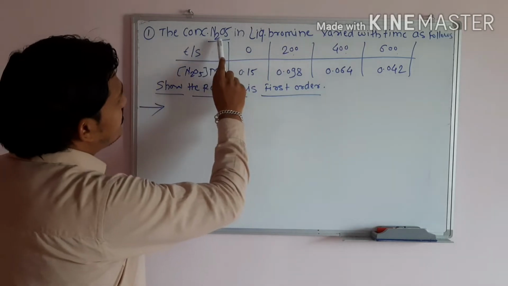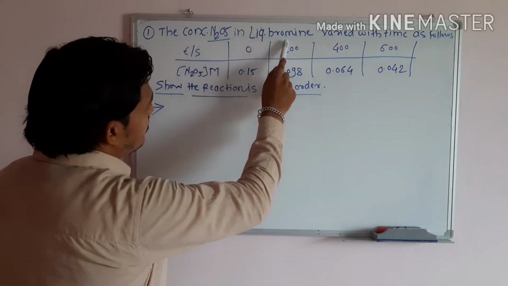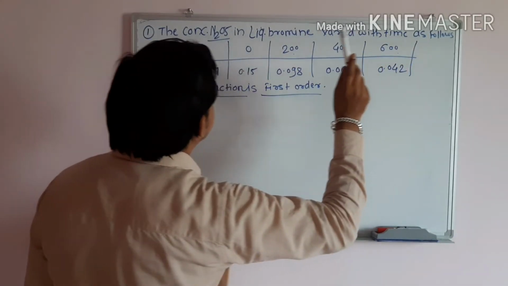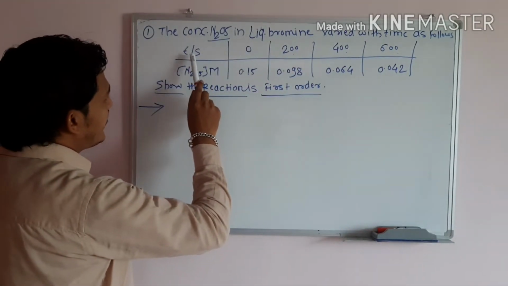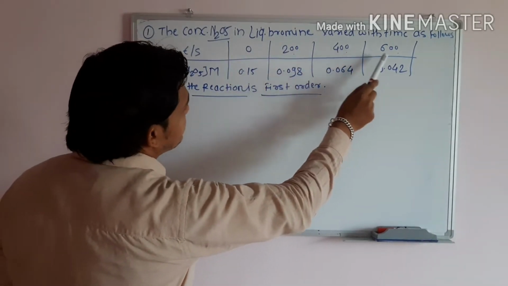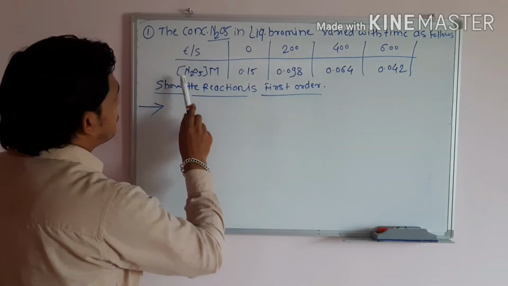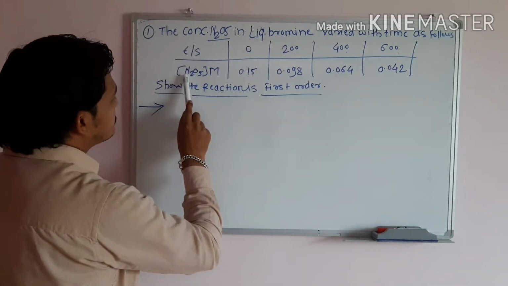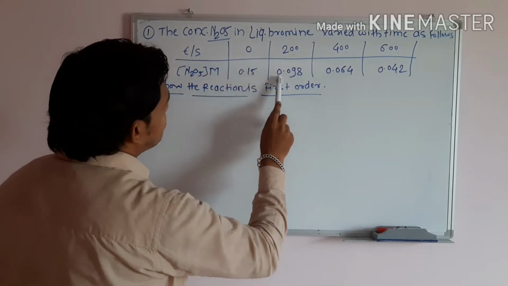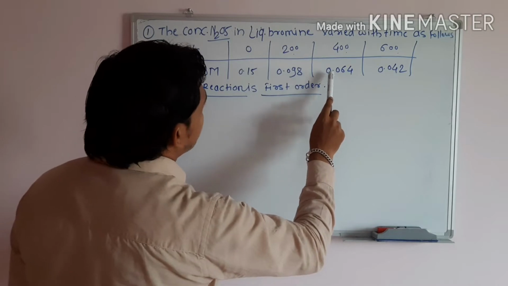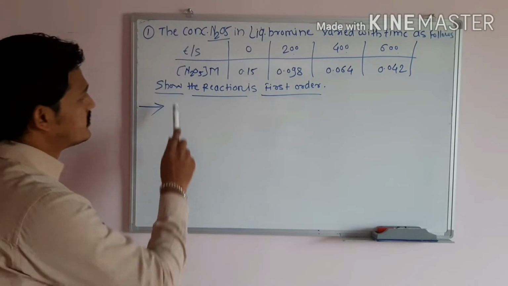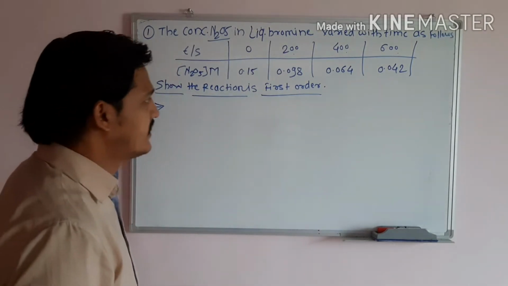The concentration of N2O5 in liquid bromine varied with time as follows. In chart number first, time in seconds: 0 second, 200 second, 400 second, 600 second. Chart number 2 gives the concentration of N2O5 in molarity: 0.15 molar, 0.098 molar, 0.064 molar, 0.042 molar. Show that the reaction is first order.